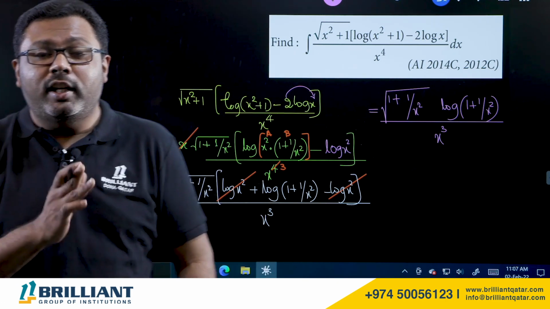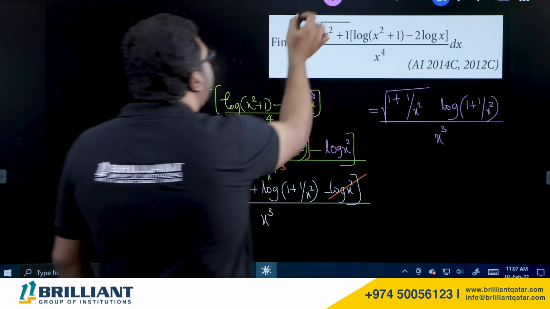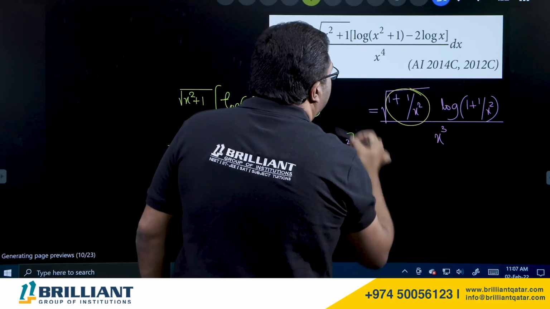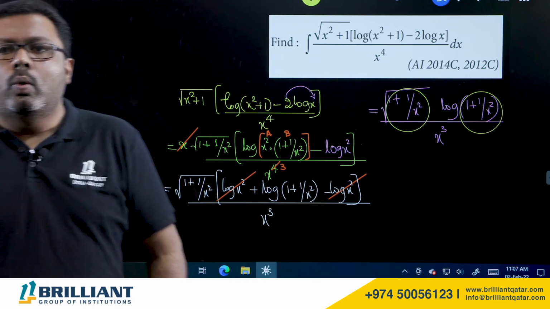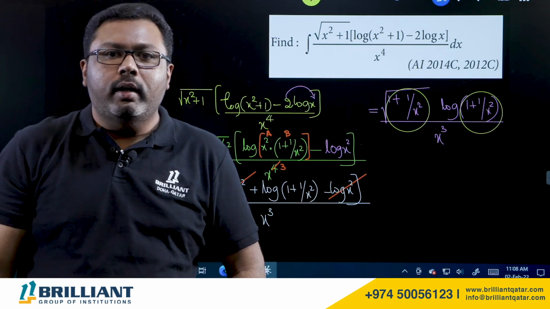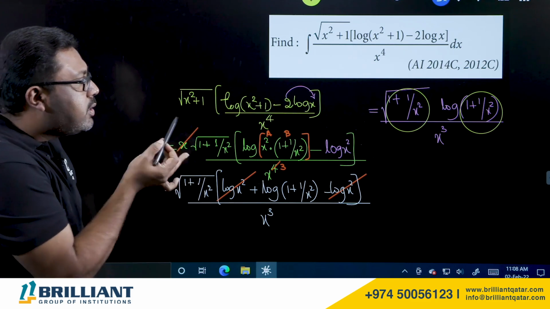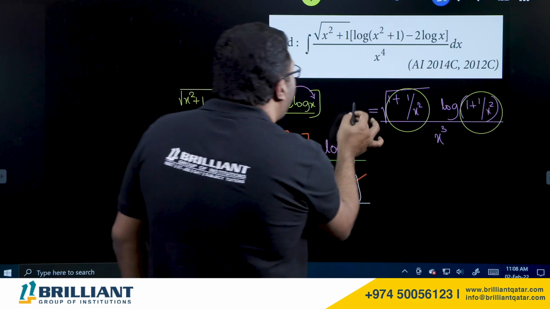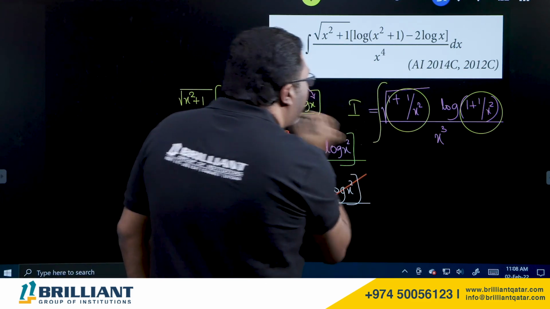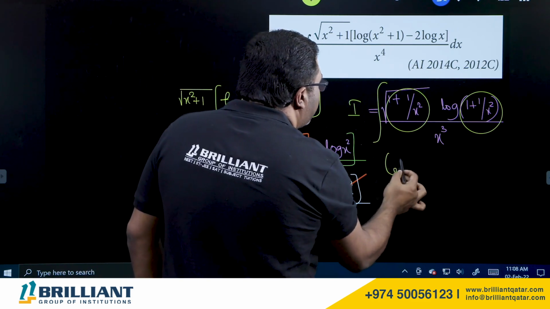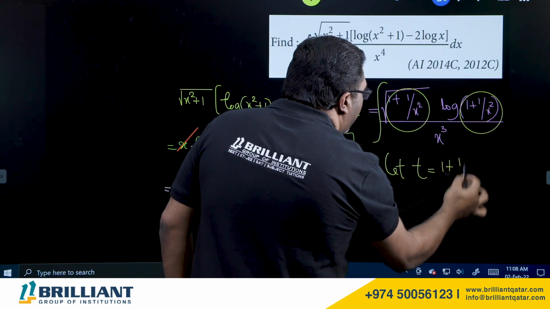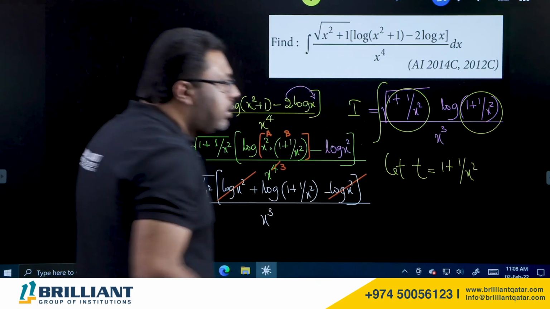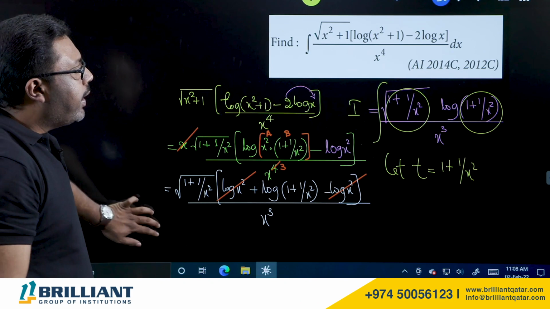See, now the expression that I got is having something very similar. Do you see this? 1 plus 1 by x squared. I'm going to put that as t in my integration. So I is equal to the integral of this, and I'm going for the substitution. Let t is equal to 1 plus 1 by x squared.